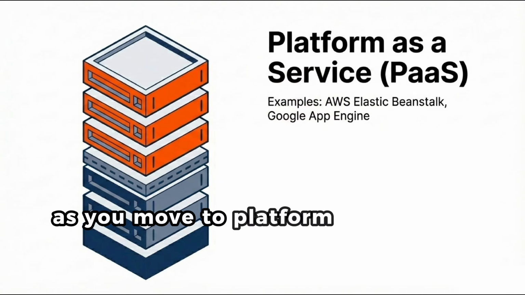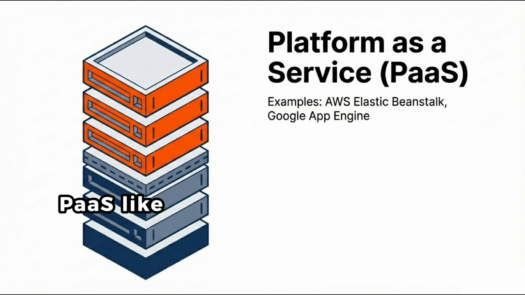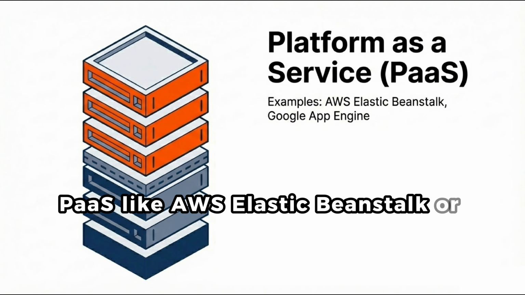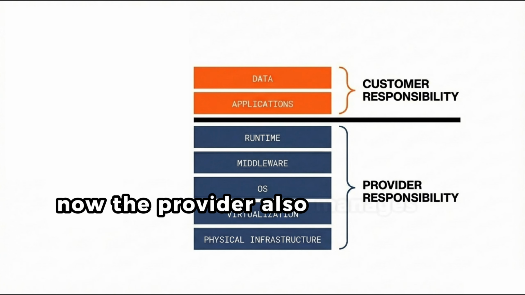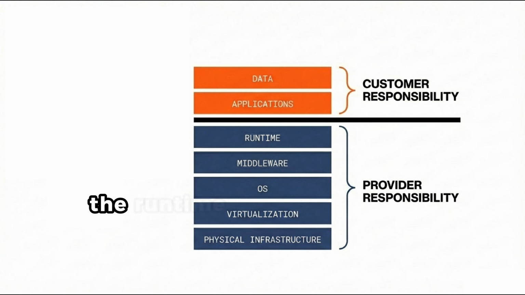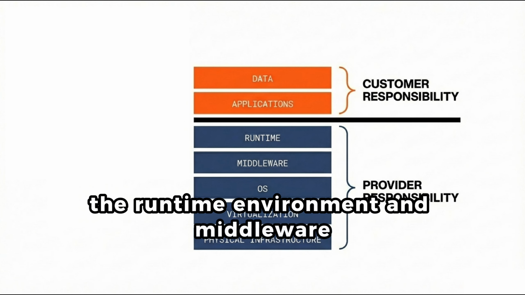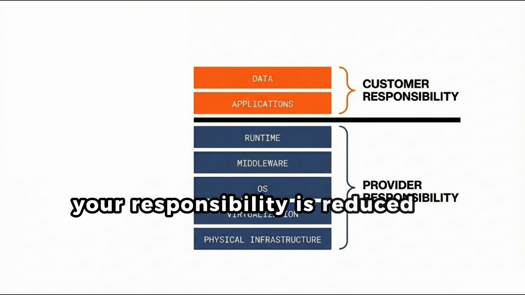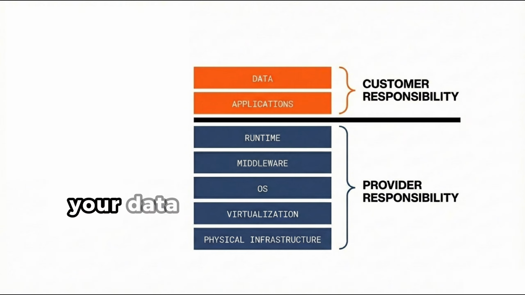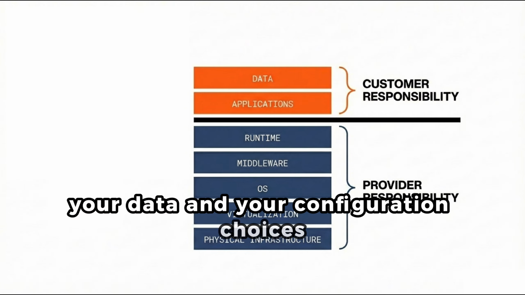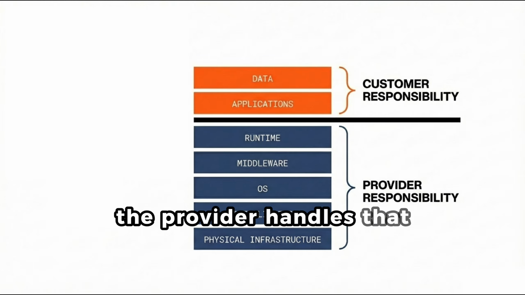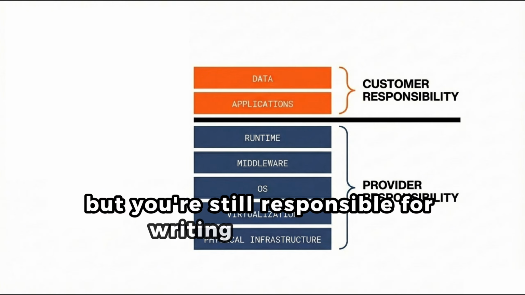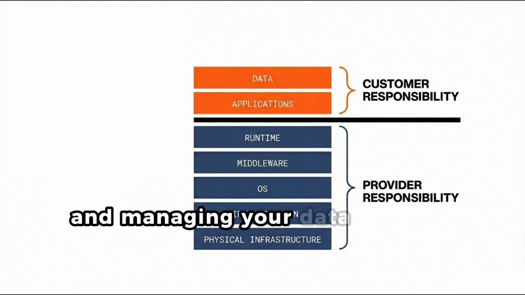As you move to platform as a service, PaaS, like AWS Elastic Beanstalk or Google App Engine, the line moves up. Now the provider also manages the operating system, the runtime environment, and middleware. Your responsibility is reduced to your application code, your data, and your configuration choices. You're not patching operating systems anymore. The provider handles that. But you're still responsible for writing secure code and managing your data properly.